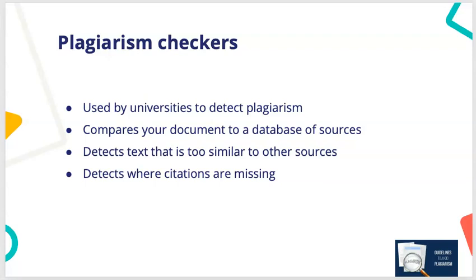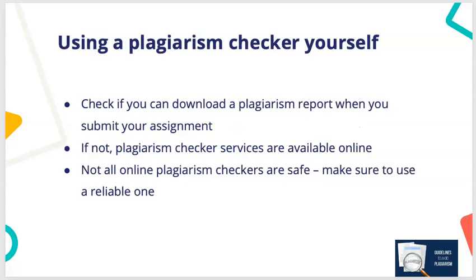The plagiarism check produces a report with a similarity percentage and a list of similarity points. This shows places where citations are missing, or where text has not been properly quoted or paraphrased. So this can be a useful tool to avoid plagiarism. Using a plagiarism checker yourself, you can download a plagiarism report when you submit your assignment. If not, plagiarism checker services are also available online.